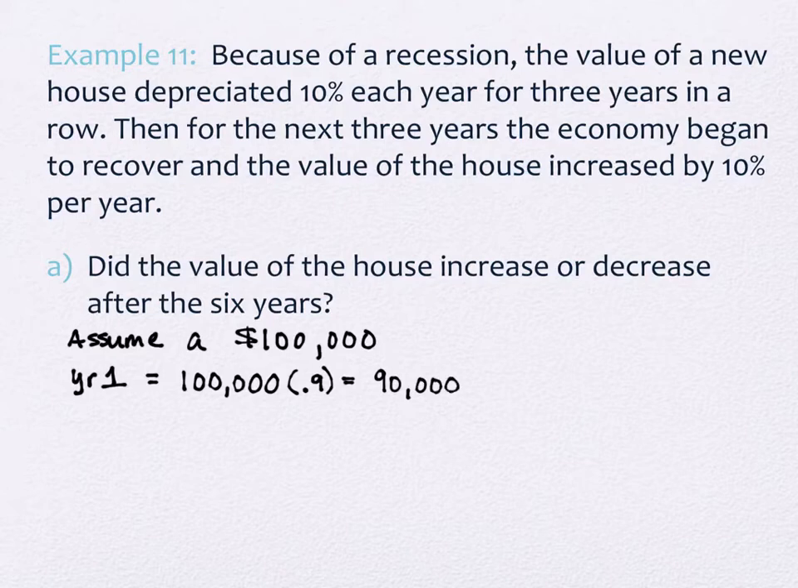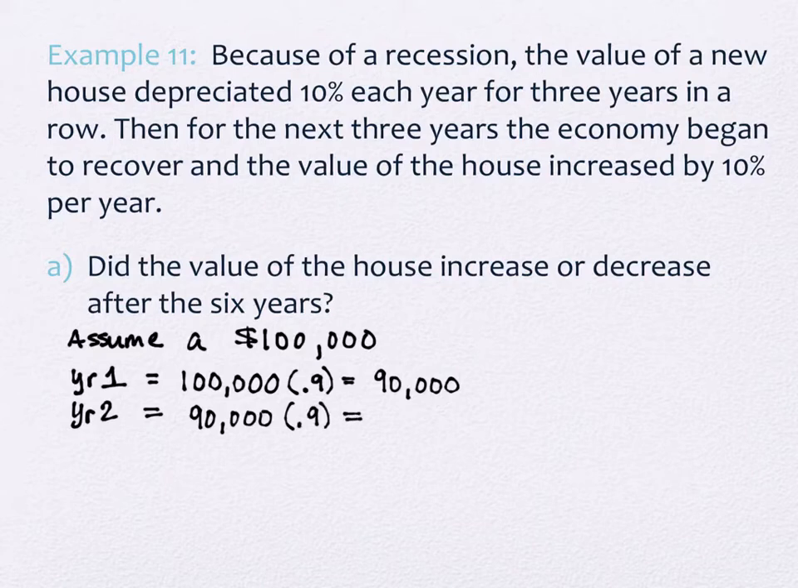Now, after the next year, our house is starting now at a $90,000 valued home, right? It's no longer worth $100,000. The market determines what something's worth. It's now worth $90,000. So as we're going into year 2, the original price of the home is now $90,000. But again, I'm losing 10%, which means I'm retaining 90% of the price.